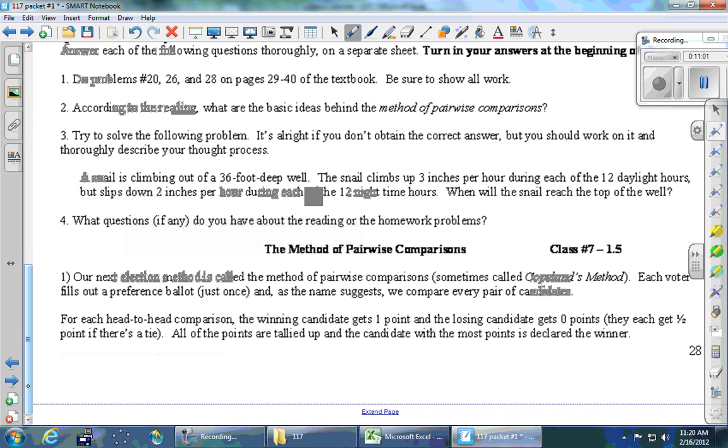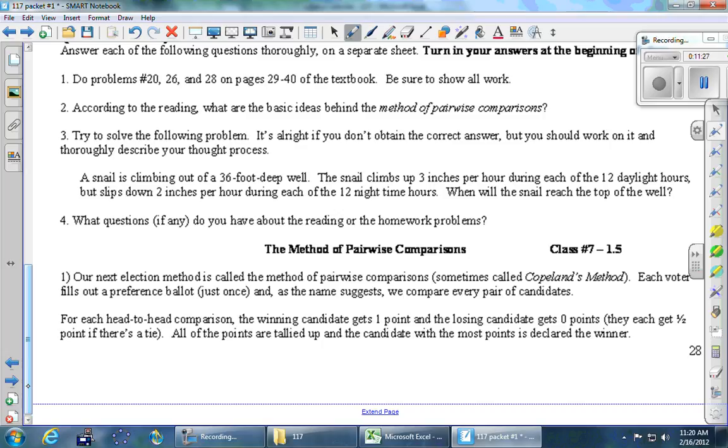So let's see if we can find the right page here. You guys jump to page 28. Okay, we'll go to number one at the bottom. Our next selection method is called the method of pairwise comparisons. Sometimes called conflict. Each voter is a post and as the name suggests.